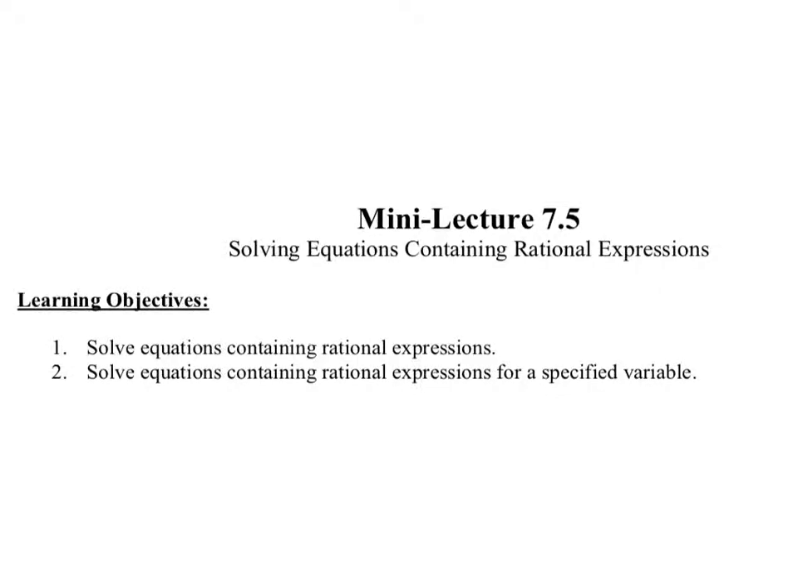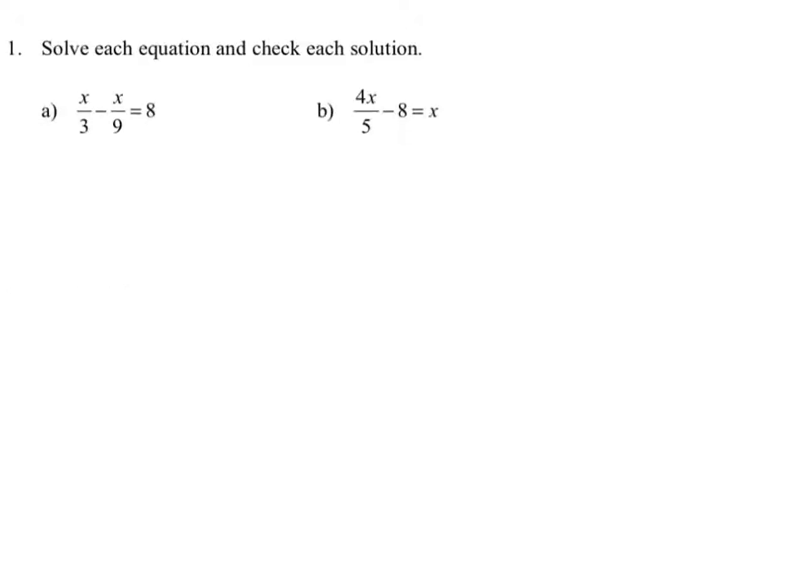In section 7.5, we're looking at solving equations containing rational expressions, and we also want to solve equations containing rational expressions for a specified variable. We want to solve each equation and check each solution. It is very important to check your solutions when you're solving any equation. In some cases, especially with rational equations, you may end up with a solution that doesn't work when you check it. Those are called extraneous solutions.